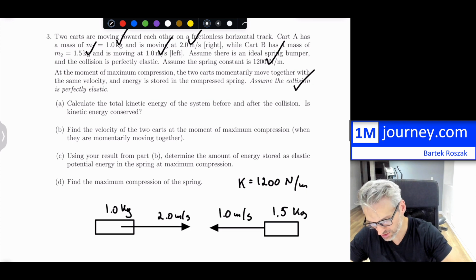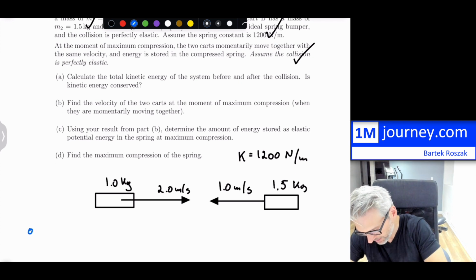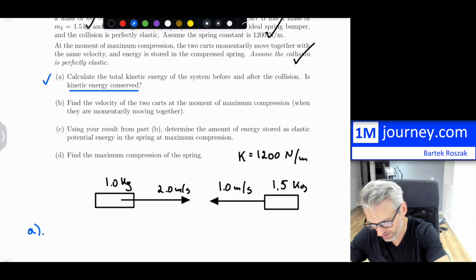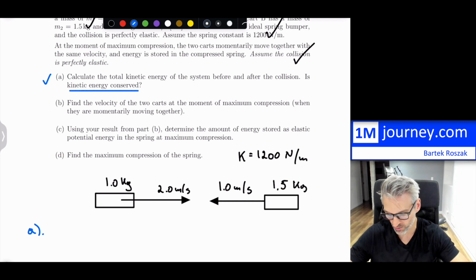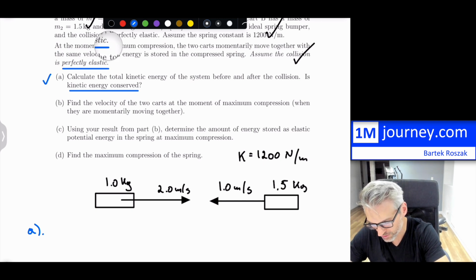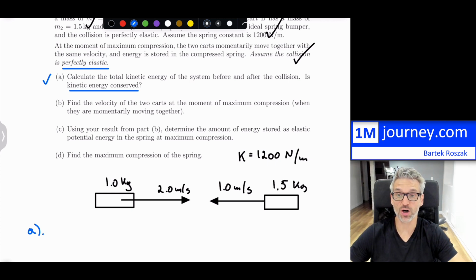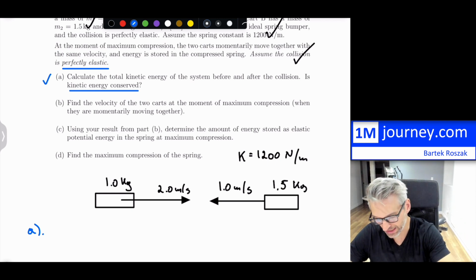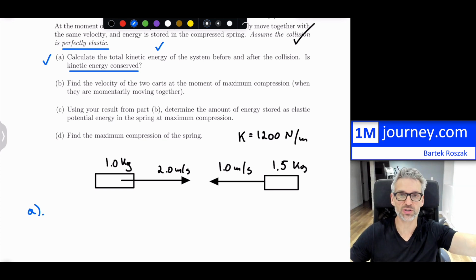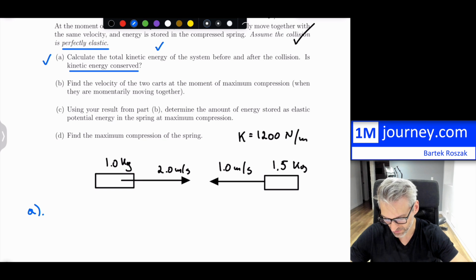Okay, so let's now take a look and try to see what they want us to calculate. For part A, calculate the total kinetic energy of the system before and after the collision. Is kinetic energy conserved? Well, yes, kinetic energy is conserved, and this goes back to the first test question that we had, because they're telling us this is perfectly elastic. That's one of the key properties of elastic collisions, that kinetic energy is conserved. So all we have to do is calculate what the kinetic energy is before, and there's no need to calculate afterwards because it's going to be exactly the same.